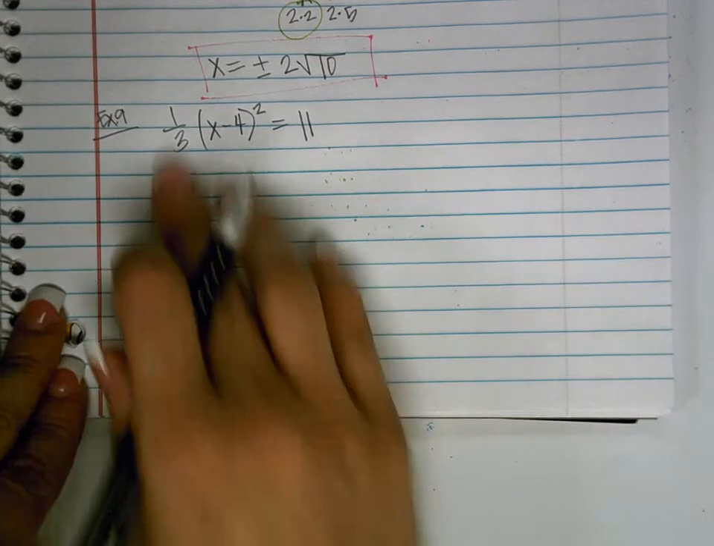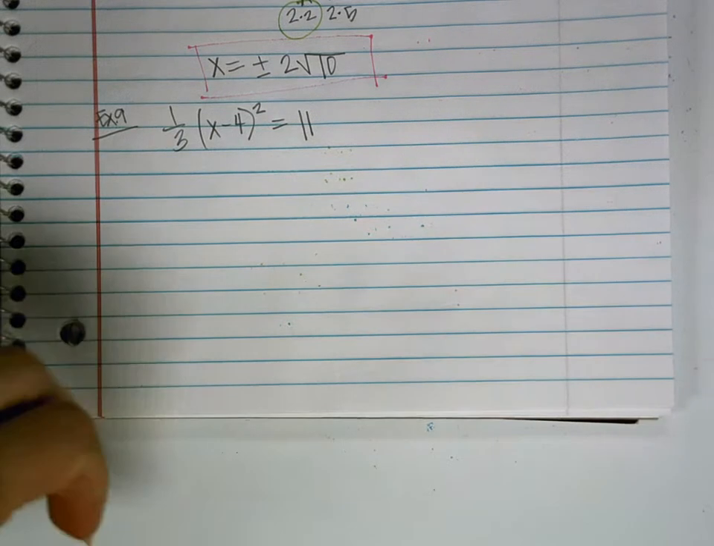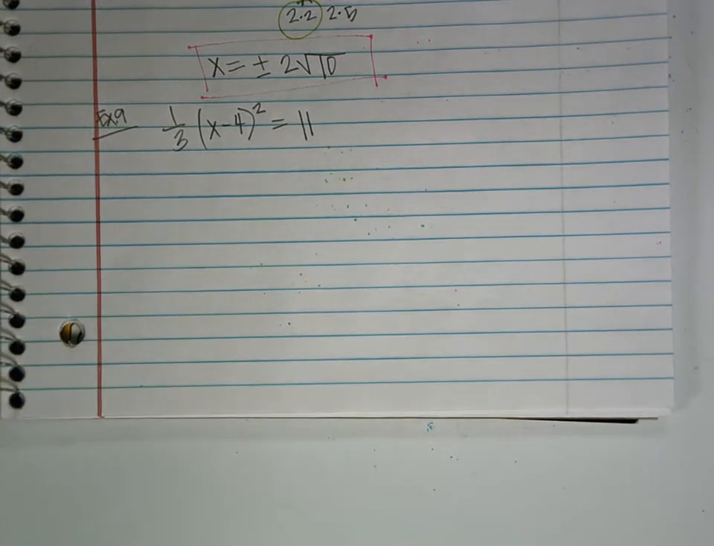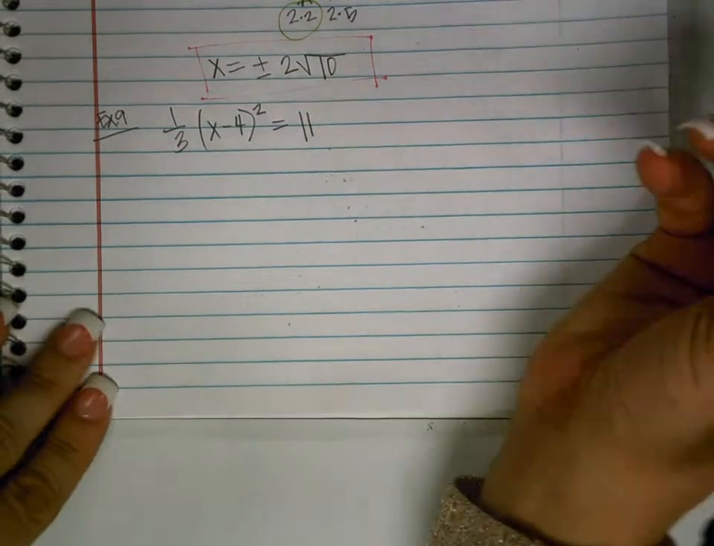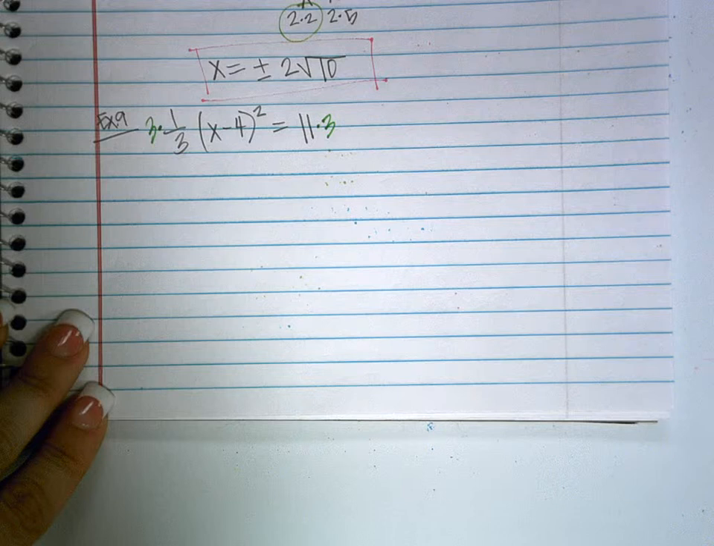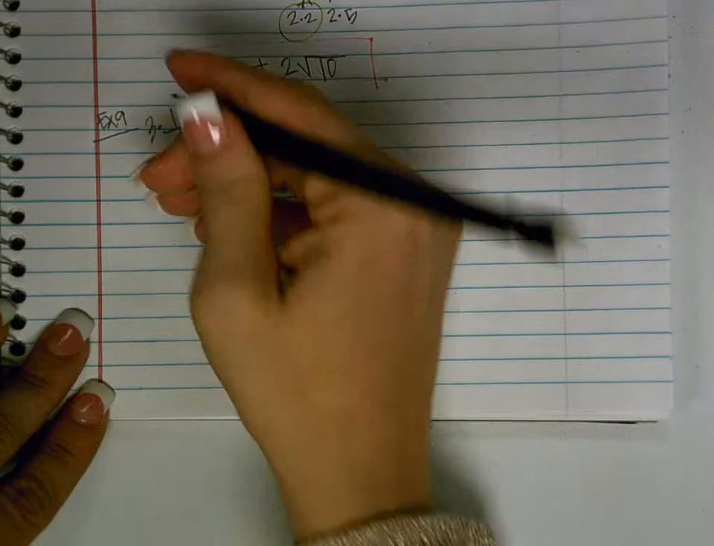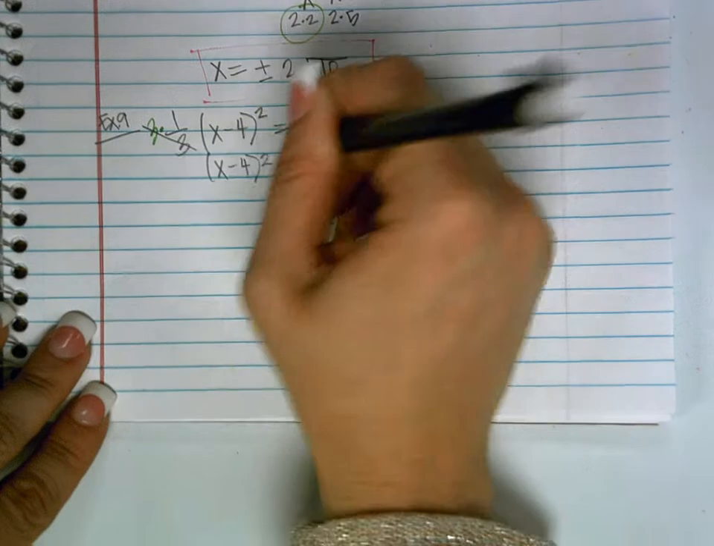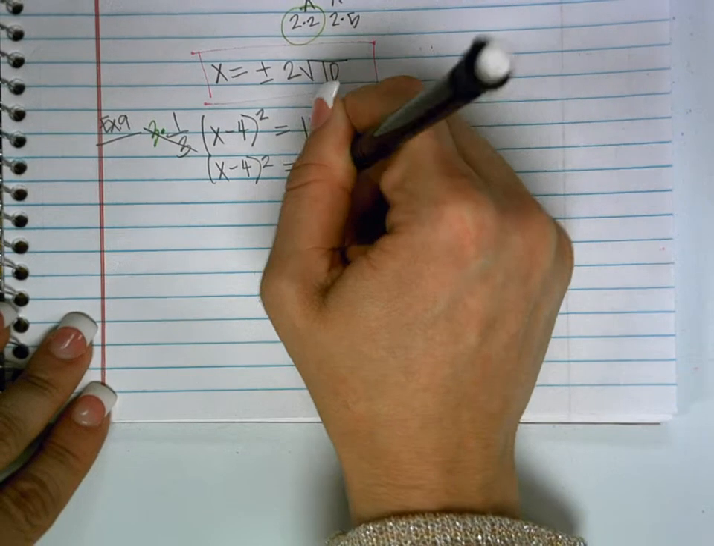Now, what's the thing that you hate most about this problem? The fractions. How do I get rid of this fraction? Multiply by the reciprocal. What is the reciprocal of 1/3? Multiply by 3. If you write over 1, that's fine, but it's not really necessary. Okay, these go away. So we end up with just x minus 4 squared equals 33.